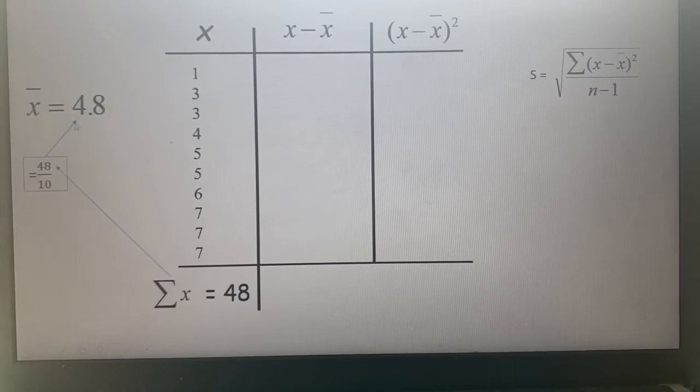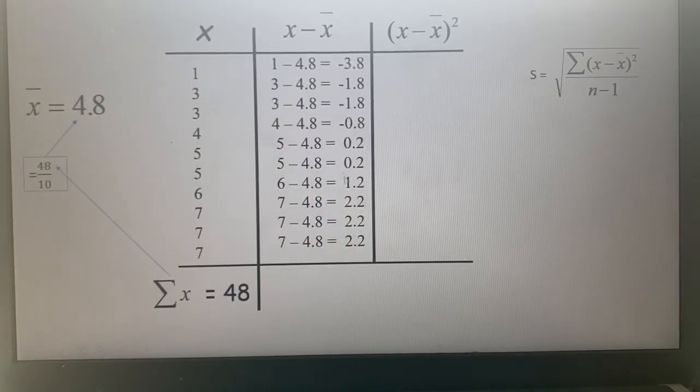Then we subtract 4.8 from every value in this table individually. So 1 minus 4.8 is minus 3.8, 3 minus 4.8 is minus 1.8, and so on. So we get these values, and they're really important. Notice that some of them are negative and some are positive. That should be the case for this column, because the mean is the center of the data. Some values will be above the mean, some below, so when we subtract, we should get roughly half negative, half positive.